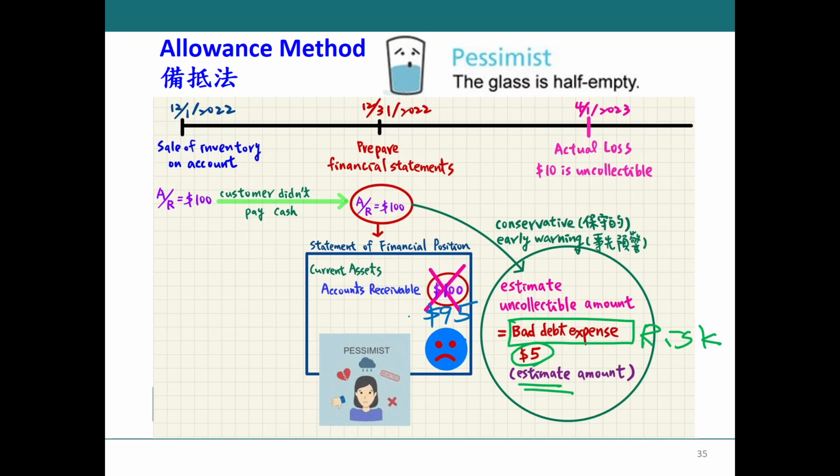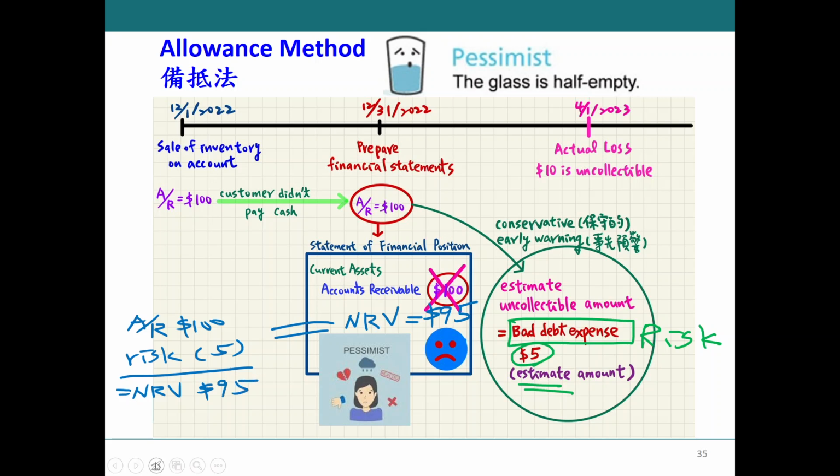So 95 is what? Your NRV. So how do we get your NRV? Based on the amount they owe you. So accounts receivable $100. I think the risk may be $5. So I expect to get $95 back. So what is $95? The amount we expect to get back in the future.